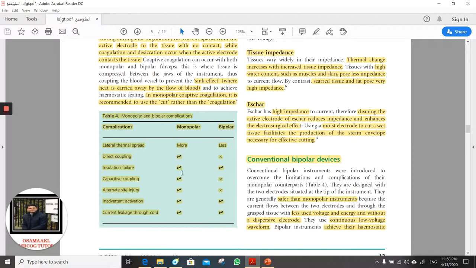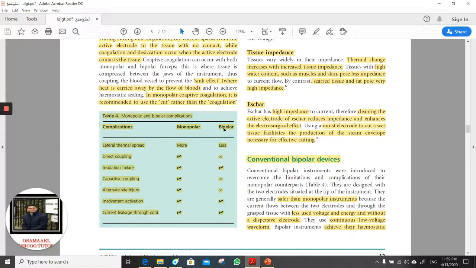Okay, what is the difference between monopolar and bipolar? In monopolar, the instrument will give electricity to the tissue. The electricity will walk through the patient and through the returning electrode, which usually we apply to a high muscular area like the calf muscle. This is the negative electrode. It will take electricity again to the machine. Now the electric circuit is complete. As you see, the patient is part of, and included into, the circuit.